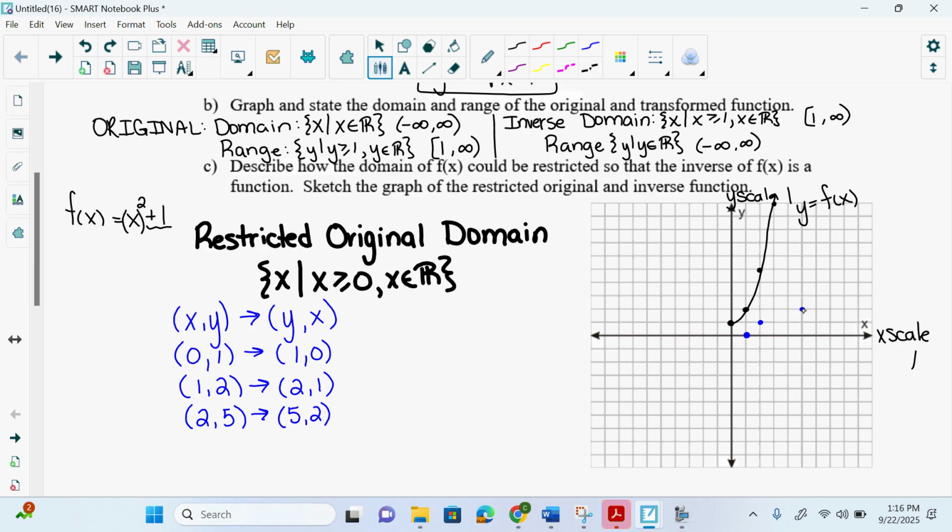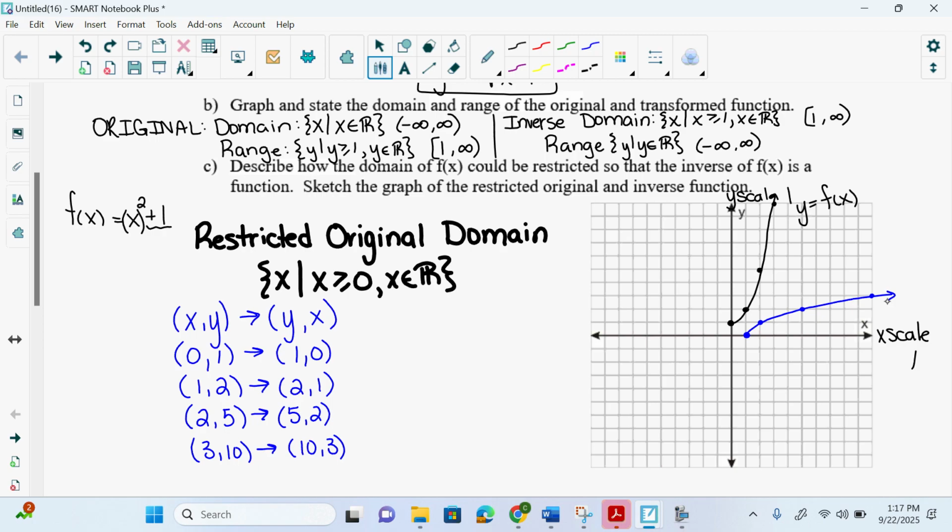Then I have (3, 10). It's going to become (10, 3). What does the inverse reflect on? Yeah. The graph y equals x. Yeah. Line y equals x, the identity line.